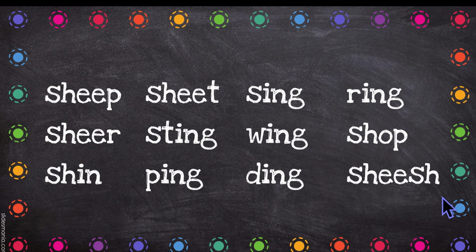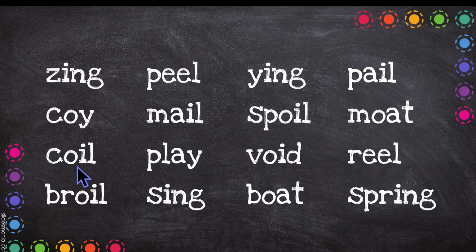Sheesh. Let's practice with some more real words. Once again, when I point to the word, you sound it out slowly and then say it fast. Z, ing, zing. P, eel, peel. Ing, ying. Ale, pale.